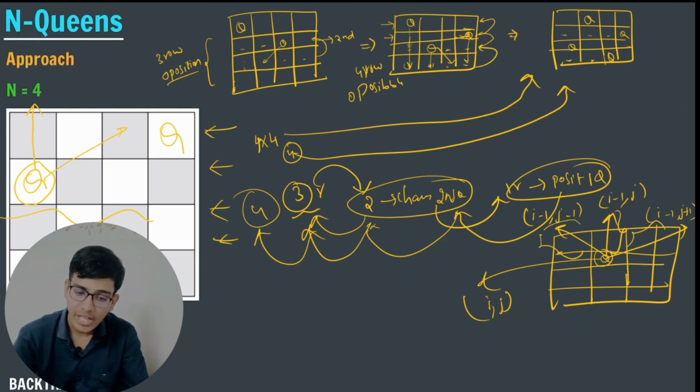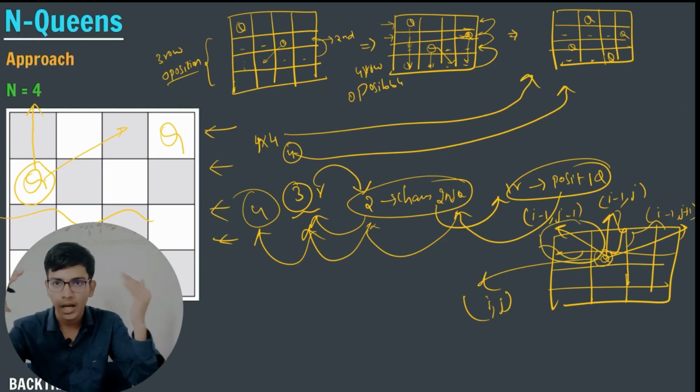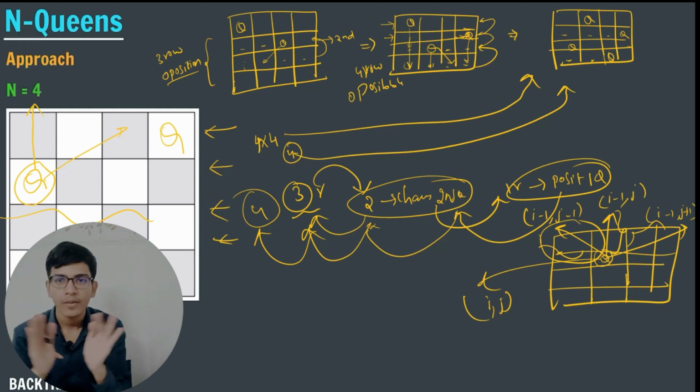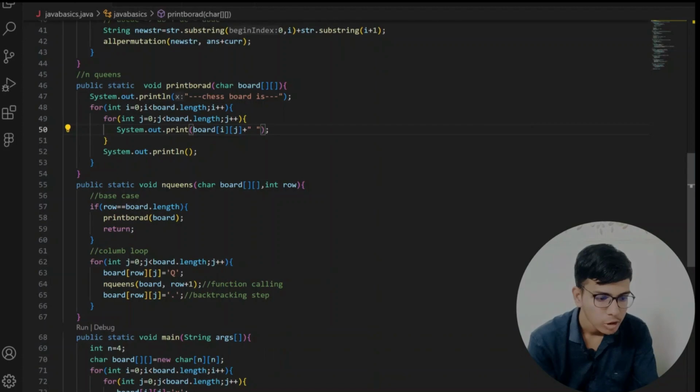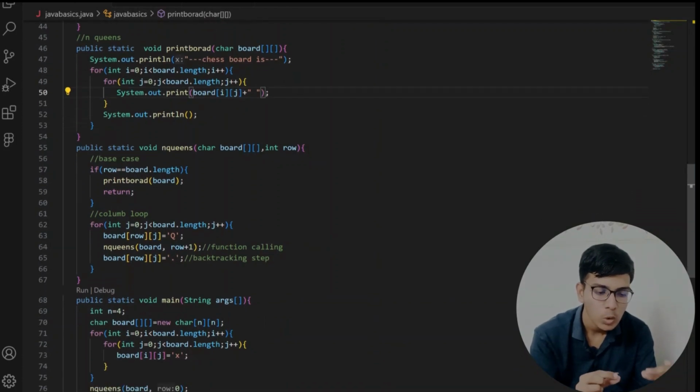So if I am able to check that my upper part and my left and right diagonals are safe, then the given position is safe. Okay, now let us code this thing. In the n-queens function I am going to make a little change, that's all. So what is the change?